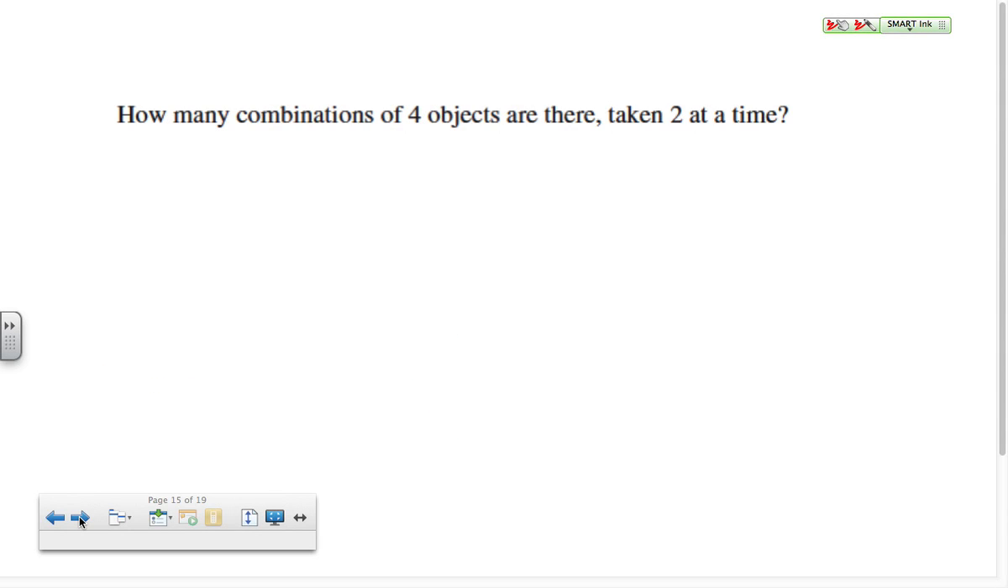Let's do it. How many combinations of 4 objects are there taken 2 at a time? So we can use 4C2, that's 6. Or we could do it as 4 exclamation point over 2 exclamation point times 2 exclamation point.